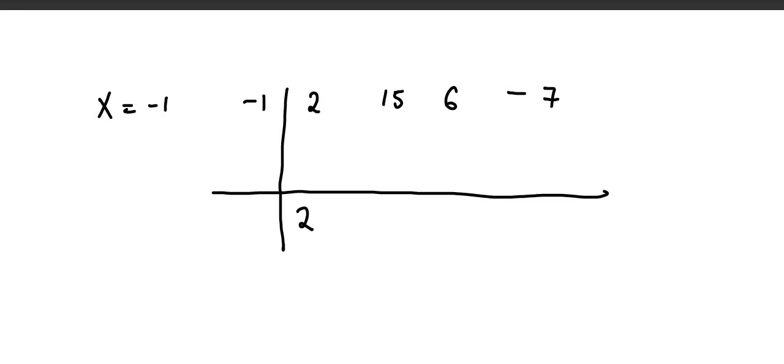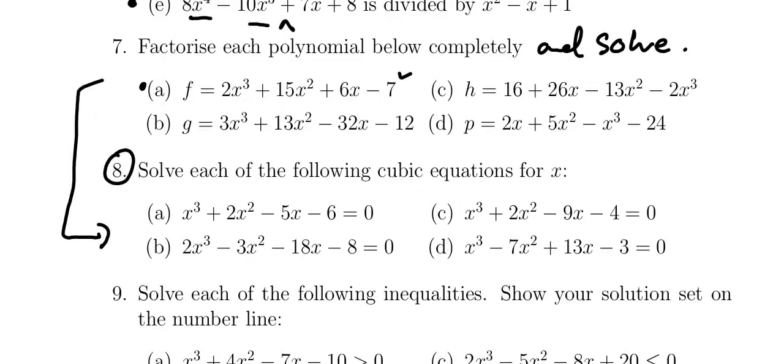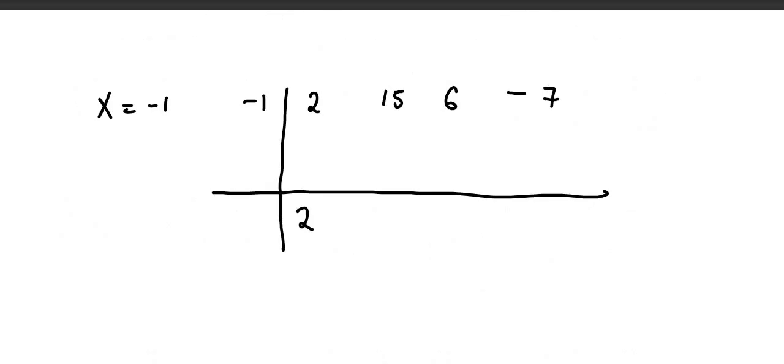Okay, so if we're using synthetic division, we put the coefficients. So the coefficients are 2, 15, 6, and negative 7. And we write the first number, which is a coefficient. These are arranged in descending order of the powers of x.